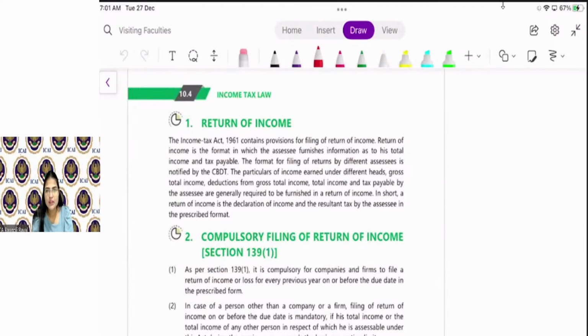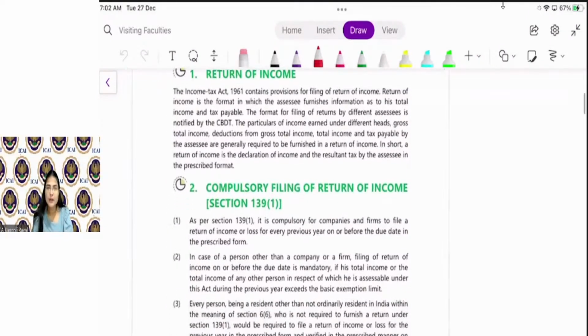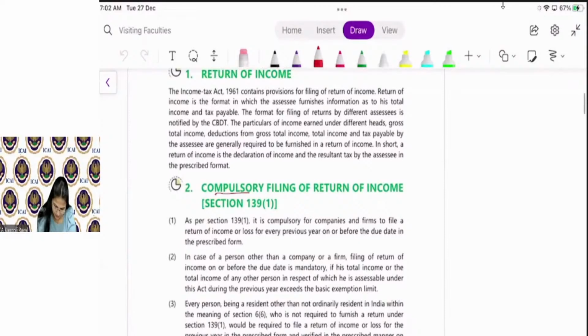So what does a return of income contain? Return of income contains the full information of the assessee, that is how much income he earned, and on that income, under which head the income is categorized, the rate of tax applicable to different types of income, and the total amount of tax paid by the assessee. All these details we have to report in our return of income.